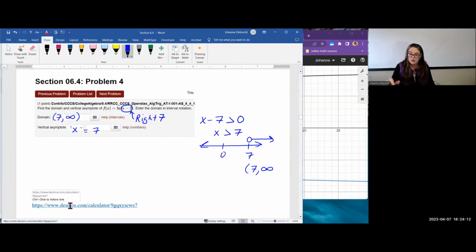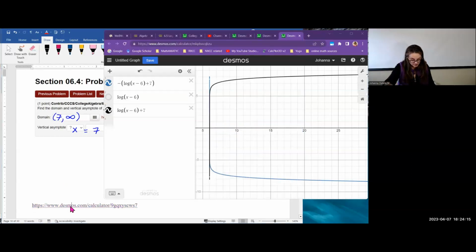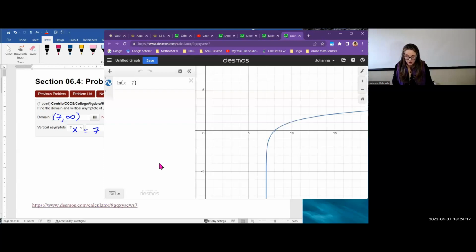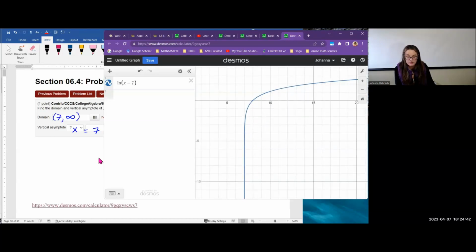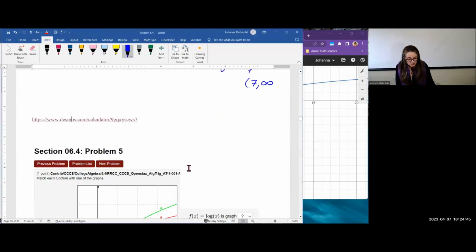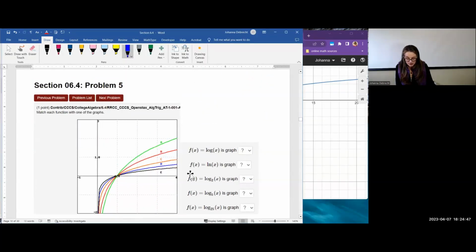And let's take a look at what this one looks like. I can get it to graph, and hopefully I didn't forget and make it log. I did not. It's natural log. So you can see it right here, and you can see that it is approaching the value of 7, but it will never get there. It cannot actually be 7, right? That's undefined, okay? So we've got everything coming down. I think that's pretty much it to talk about for that one. So let's move on to the next problem, which is number 5.